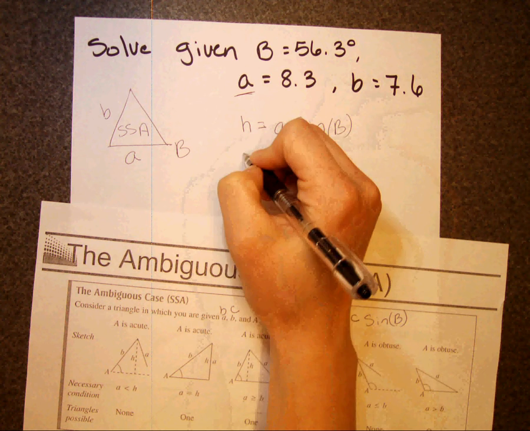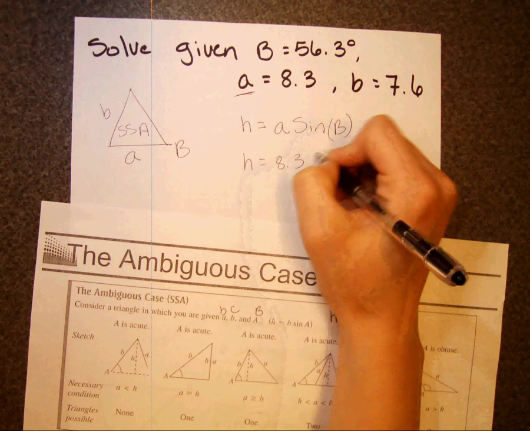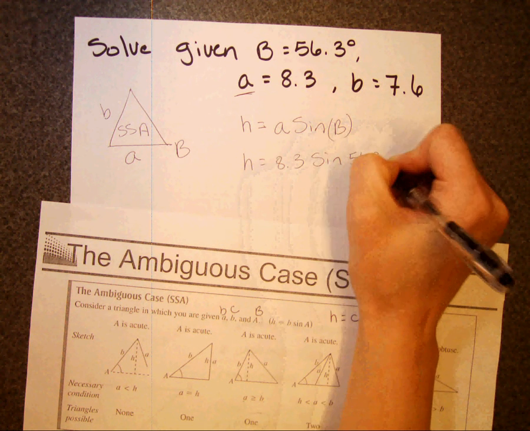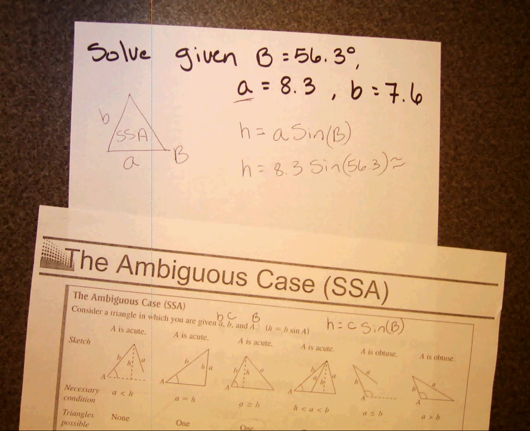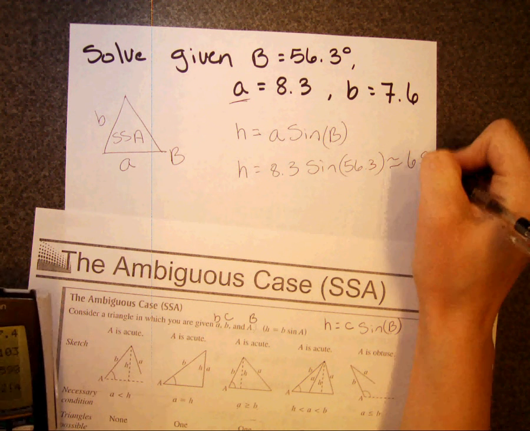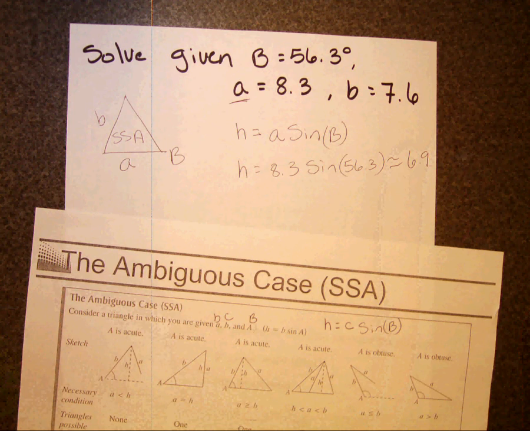So H equals 8.3 times sine of 56.3, which is approximately... where did my calculator go? Oh, I found it. 8.3 sine of 56.3. I get 6.9. And now I need to make my comparisons.